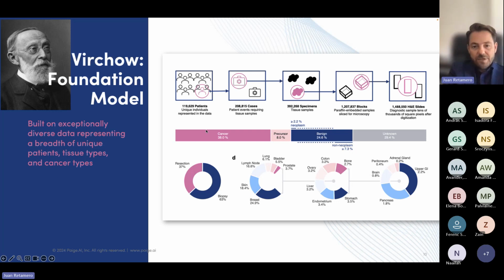So again, this gives you an idea of how the scale of data has been progressing in the last decade when it comes to the development of artificial intelligence models in pathology.